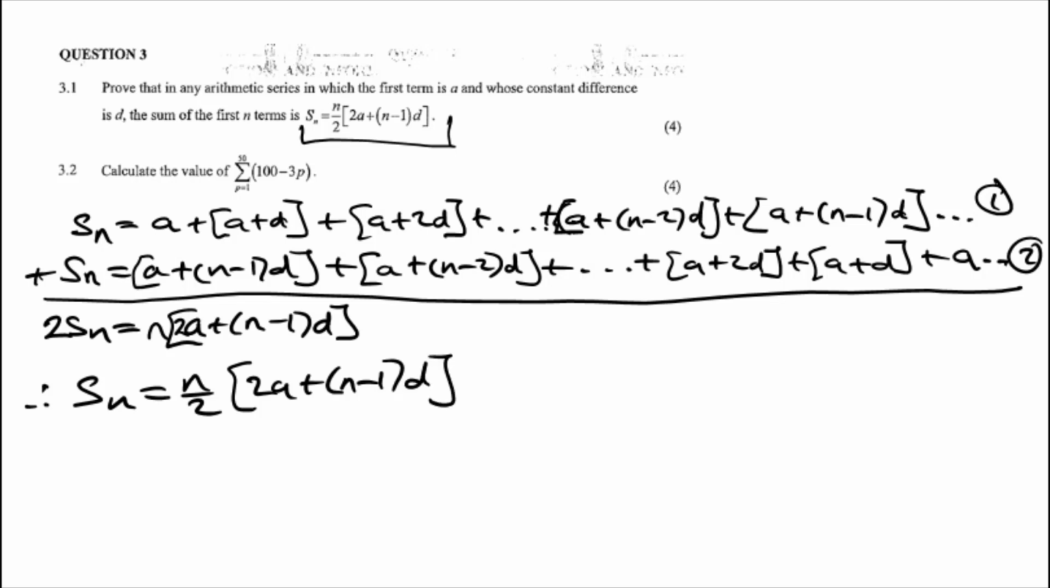So that is how you prove the sum of an arithmetic series. It's very simple. Equation 1 is straightforward. Then you write equation 1 starting with the last term, and then you add the like terms, and you divide by 2, and then you will have your proof. So very simple there. Let's just go to the next question.